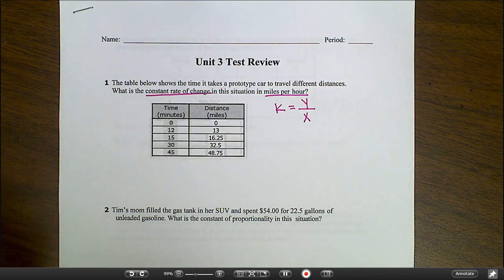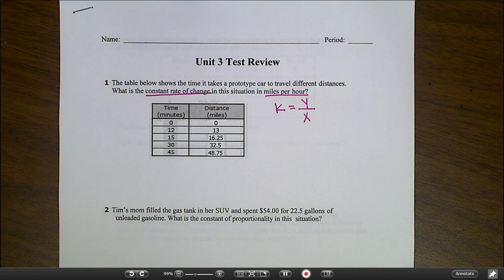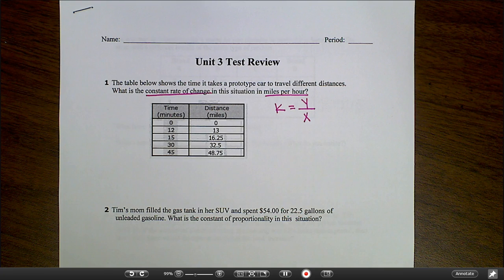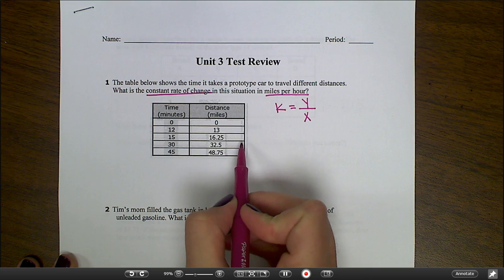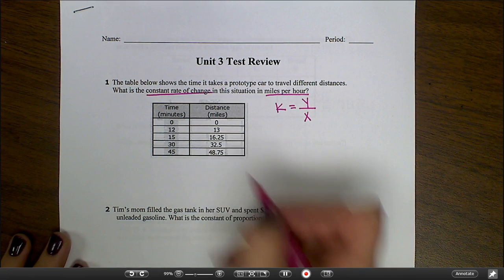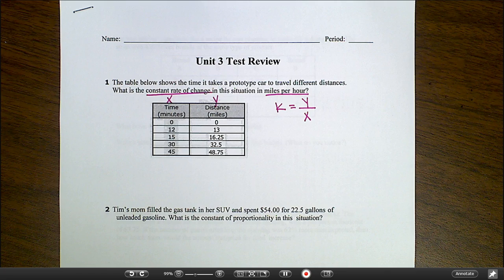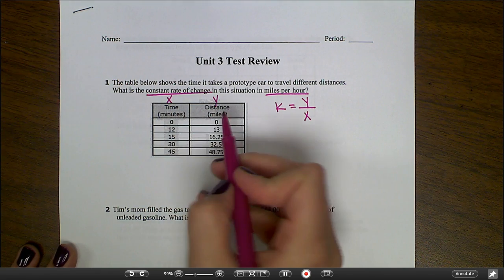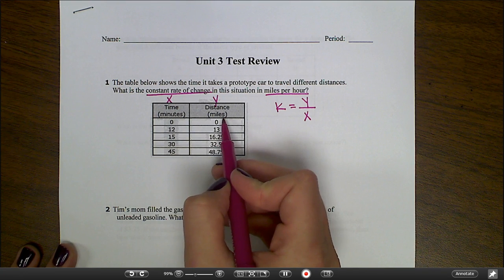over x. And we practiced this quite a bit back when we did that multiple representations paper that had the tables and the graphs, and you had to find the constant and then you had to write an equation. We did this quite a bit. So since this is a proportional relationship, we can either look at the changes in y and the changes in x, or we can just compare y and x. So before I start, I want to go ahead and label my x column and my y column. And we know that anyway because miles per hour would put miles on top anyway.